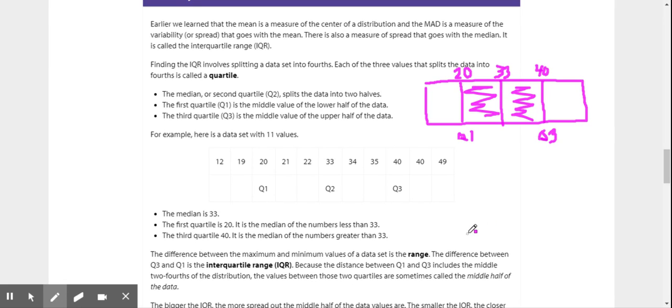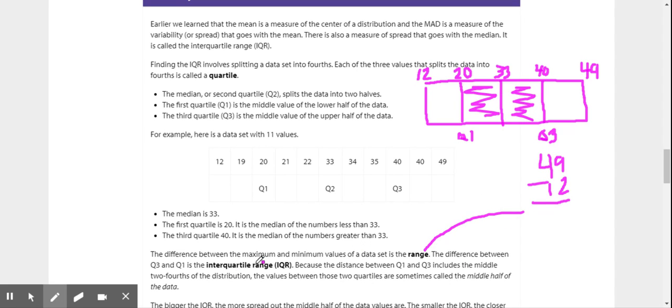And then it says the difference between the maximum and the minimum is the range. So we're saying that the maximum is over here, and that's 49. And our minimum is 12. So if we were to put the numbers on a number line here, we could compare the 49 and find the difference, 49 minus 12. And that's going to tell us our range, and that's what they talk about here.